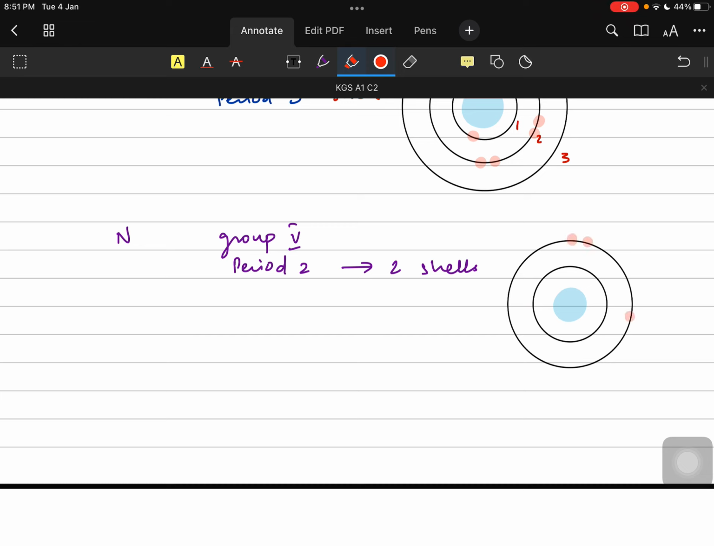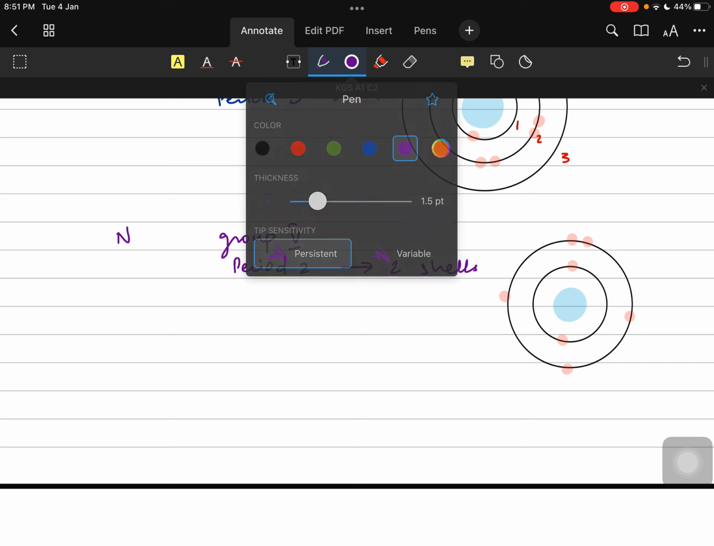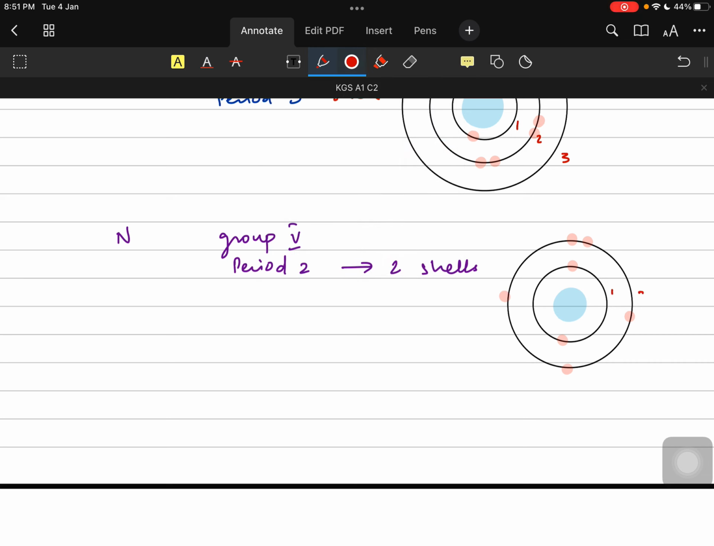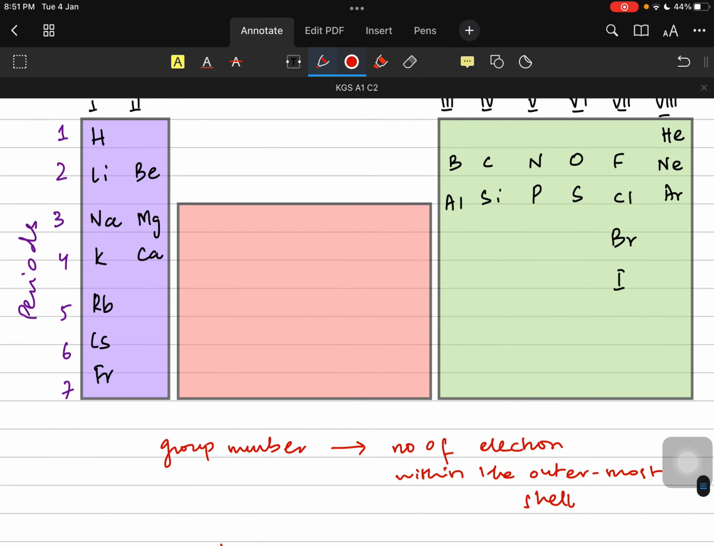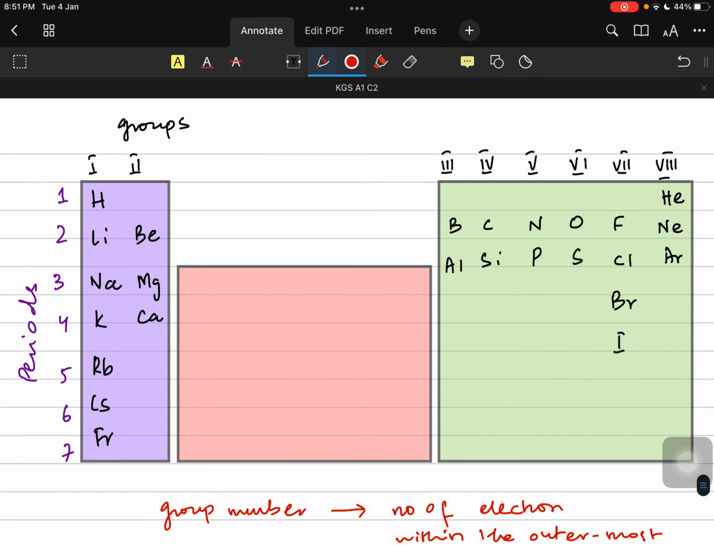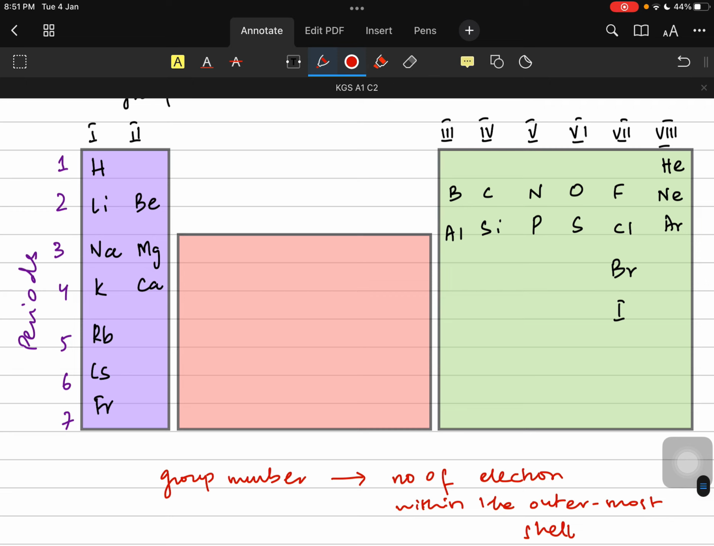1, 2, 3, 4, 5. But what about the first shell? We know the first shell always has 2 electrons. So nitrogen has shell number 1 and shell number 2, and it has 5 electrons in the last shell because it's in group number 5. So 5 electrons in the outermost shell. One thing is very clear: the periodic table tells us about the atomic structure. It tells us how many shells there will be and how many electrons there will be in the last shell.